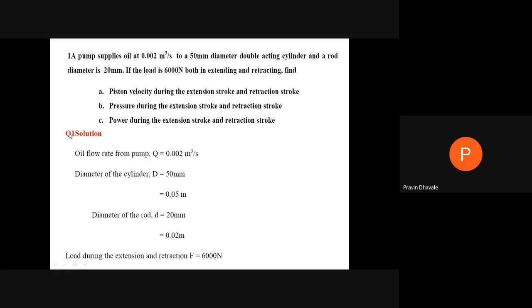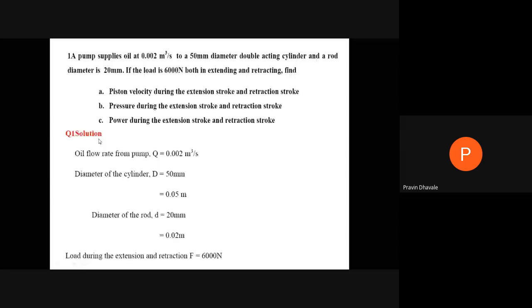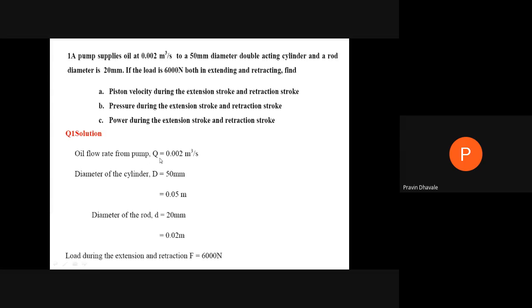So the oil flow rate, if you are starting the solution, then what is the given data? Oil flow rate from the pump, that is Q. Whenever you are observing this value, by considering this unit, we will be able to judge for which quantity this unit is there, right? So meter cube per second is the unit for discharge. Which parameter, which dimension has the unit meter cube per second? So we will easily identify that they have given the discharge, 0.002 meter cube per second.